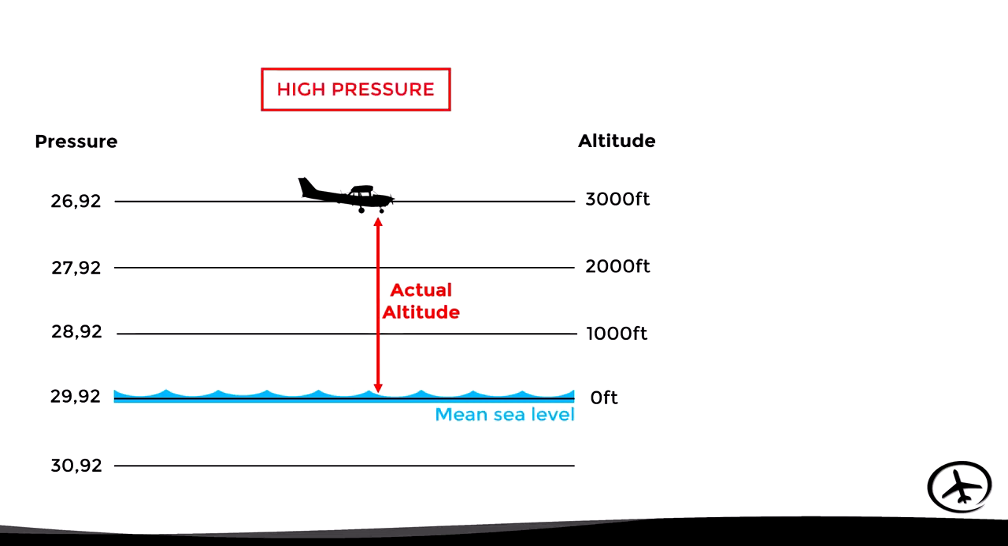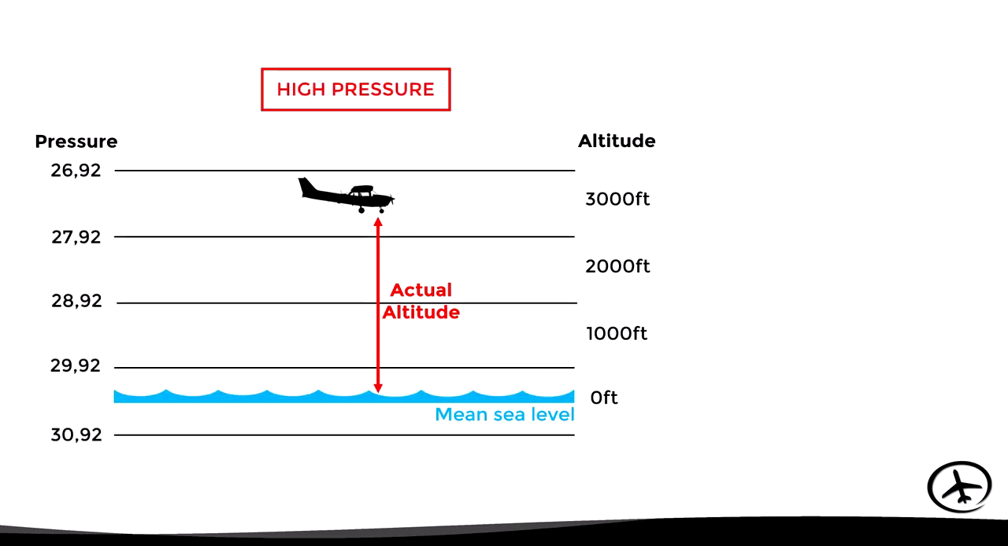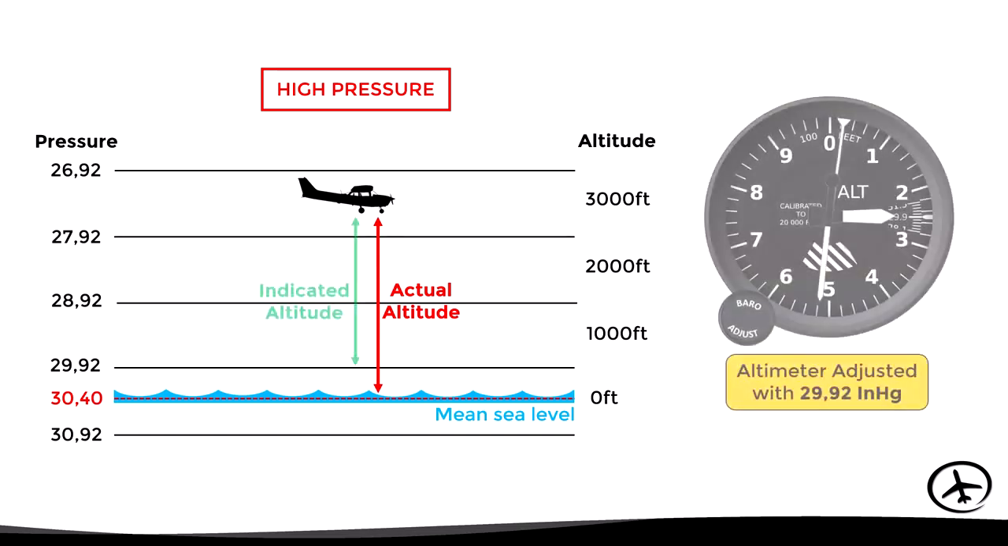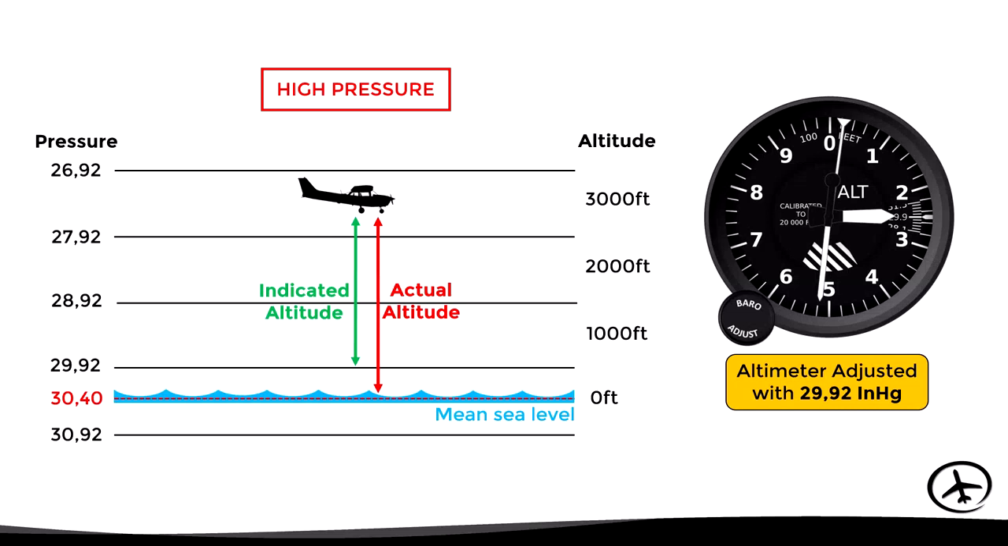Here, the isobars will move upwards, causing the 29.92 isobar to no longer represent the mean sea level. Now, the new pressure level that identifies the mean sea level is the 30.40 inches of mercury isobar. In this situation, if our altimeter is still adjusted to use 29.92 as barometric reference, the indicated altitude will be lower than the actual altitude. This happens because the instrument is measuring the altitude in relation to the 29.92 isobar, which in this case is higher than the mean sea level.